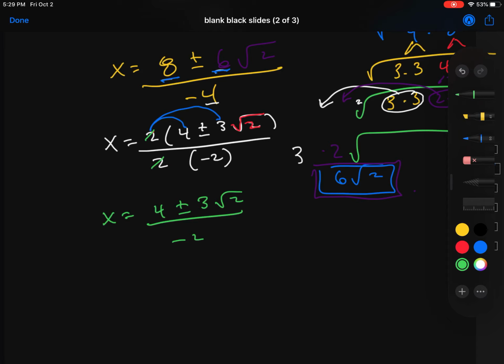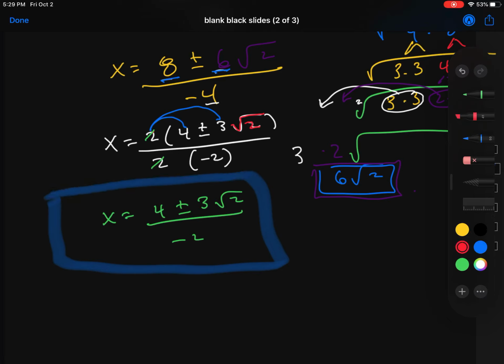Okay, this would be an acceptable answer. It's an exact answer. Let's highlight it in blue. Let's write a note. Exact answer. Notice how there's no decimals here. Now the textbook has a different answer, and I want to show you guys how the textbook gets that answer. So the plus or minus, here's one plus, here's one minus. We're going to separate the problem now.